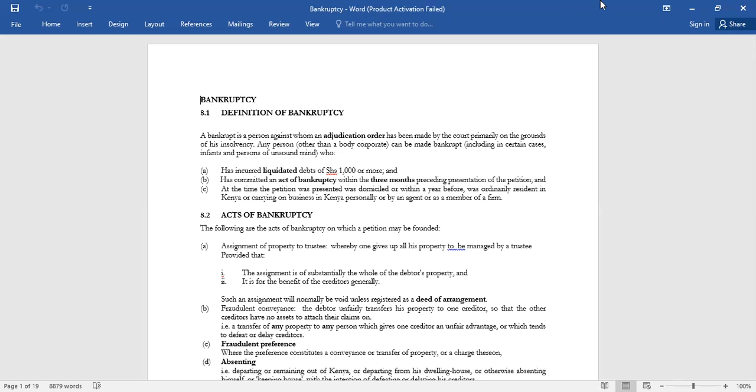1, assignment of the property to the trustee, whereby one gives up all his property to be managed by a trustee, provided that the assignment is substantially the whole of the debtor's property, and it is for the benefit of the creditors generally. Now, some people are shrewd, and when they realize that they are about to be declared bankrupt, they are going to amass all their wealth and register them with a trustee.